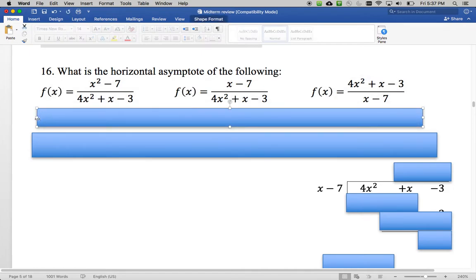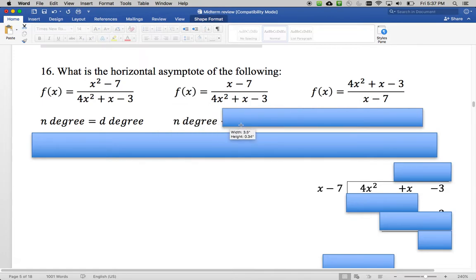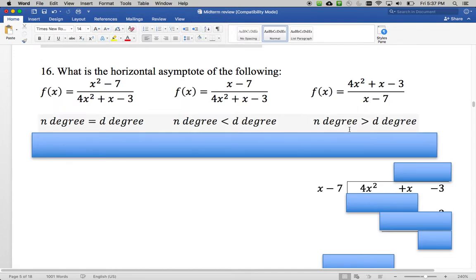Okay, so for horizontal asymptotes, you have to compare the numerator's degree to the denominator's degree. For our first example, our numerator's degree is equal to the denominator's. Second example, numerator's degree is less than the denominator's degree. And the last example, the numerator's degree is greater than the denominator's degree. And so we have different rules for each one of these scenarios.